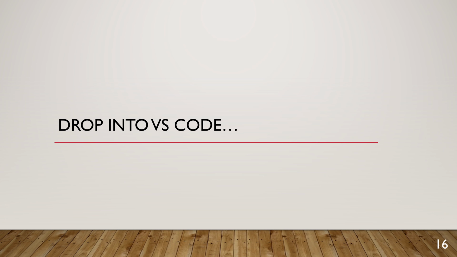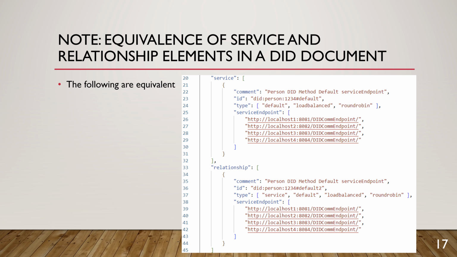So I dropped into code at this point, and I'm not going to show those, but I've captured a few examples in the screens that follow, and we've seen some examples already. One thing I want to note is the equivalence of service elements and relationship elements in a DID document. So in the top half of this example, I've got a service defined. This is a totally unrelated example. This is using DID documents for representing multiple load balanced endpoints for a particular trusted personal agent.